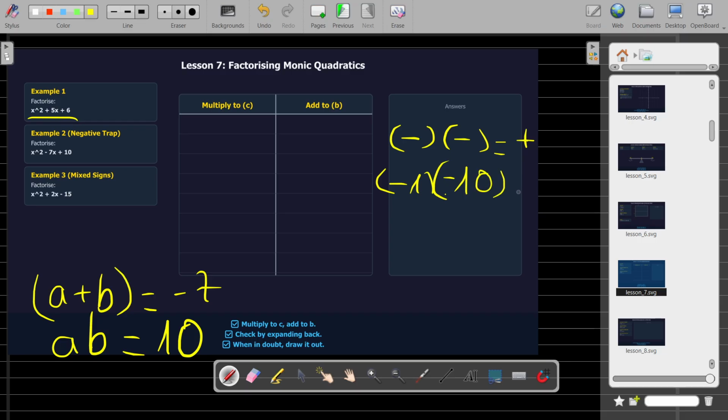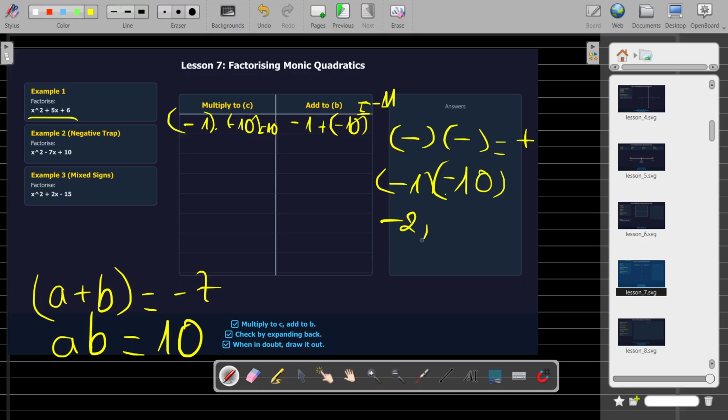Okay, and this is our first pair, so let's multiply together. -1 times -10 will give us 10. Okay, now will they add up to -7? Unfortunately not, because this will be all the way up to -11. That's too much. So we need to try our next pair.